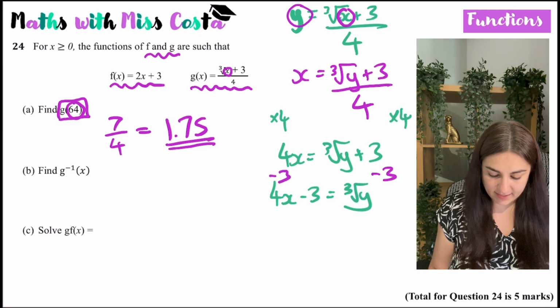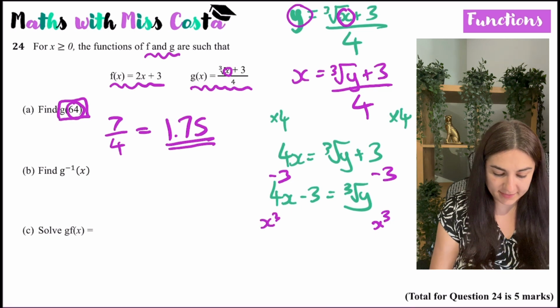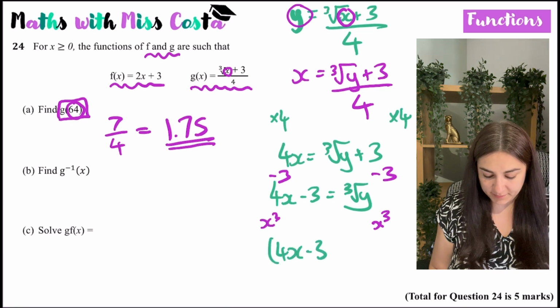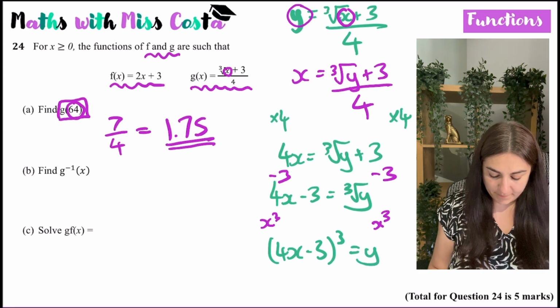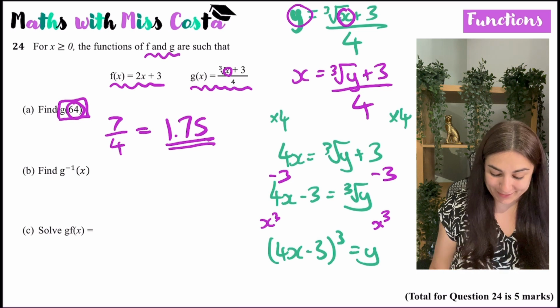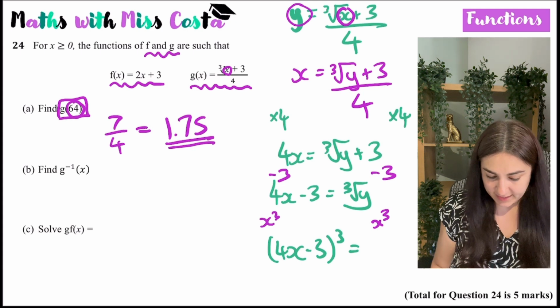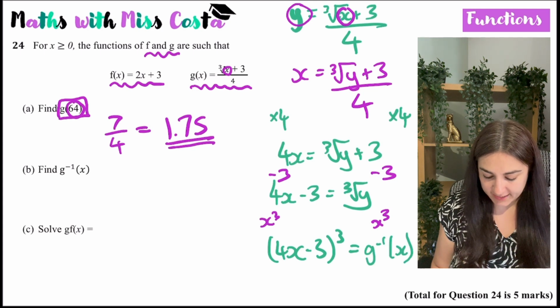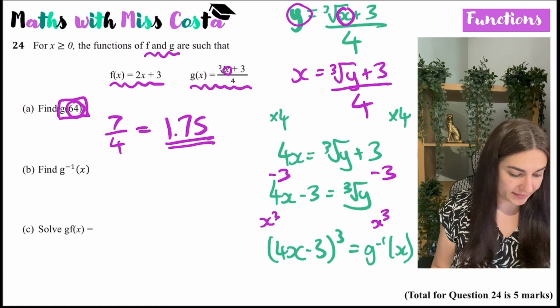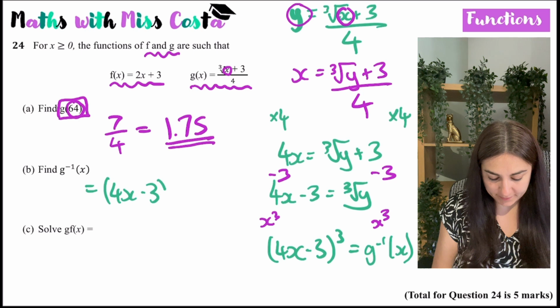And then the last step would be to cube it. So we're cubing both sides. So there's two terms, so we put it in brackets. 4x take 3 cubed equals y. And the last part is we just switch. So I've made y the subject, and the last bit is instead of y, I'm just going to call it g minus 1 of x. So I switched them at the beginning and I've now switched them again. So I'm just going to say that equals 4x minus 3 to the power of 3.